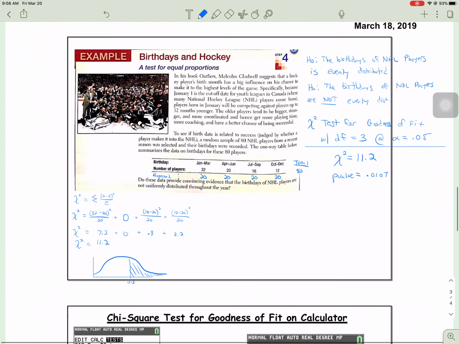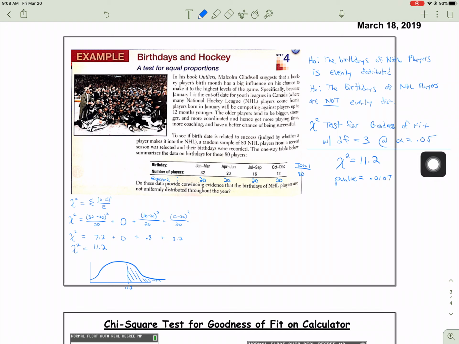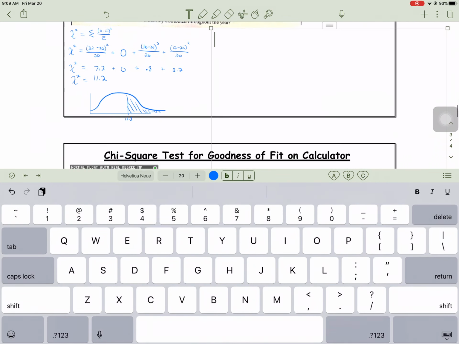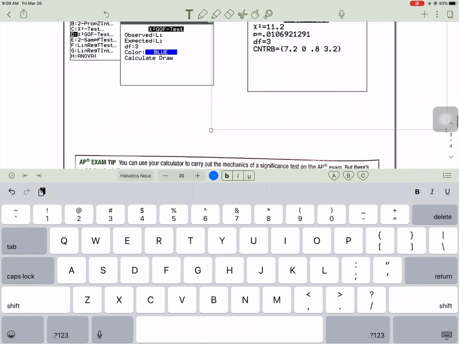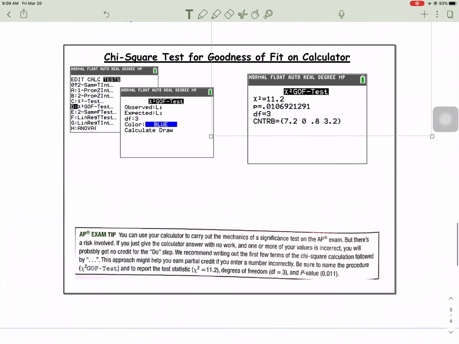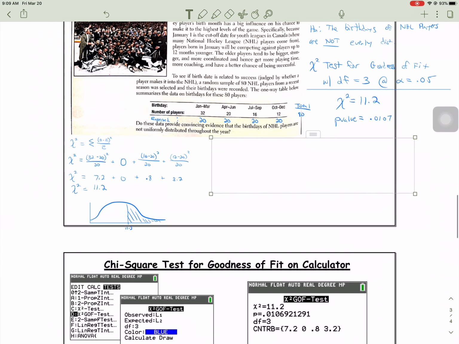Okay, so what do we do? Well, p-value less than alpha, right? P-value less than alpha, reject the null, say we do have evidence that the birthdays are not evenly distributed. So that's basically what we're going to say now. I'm going to type this down here.